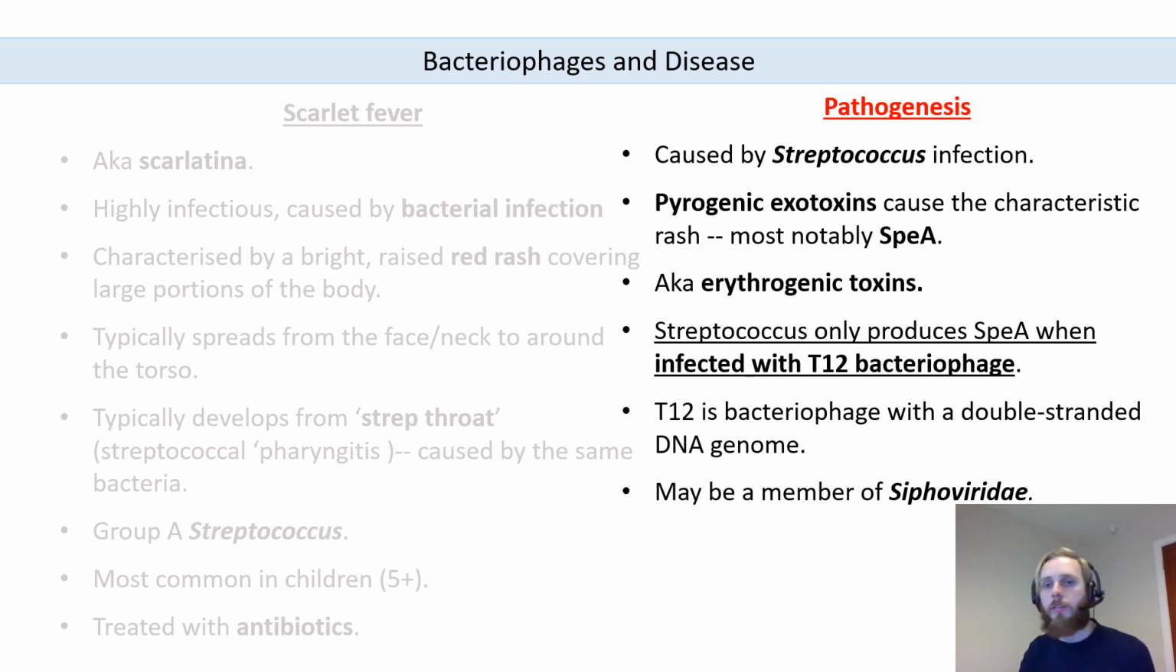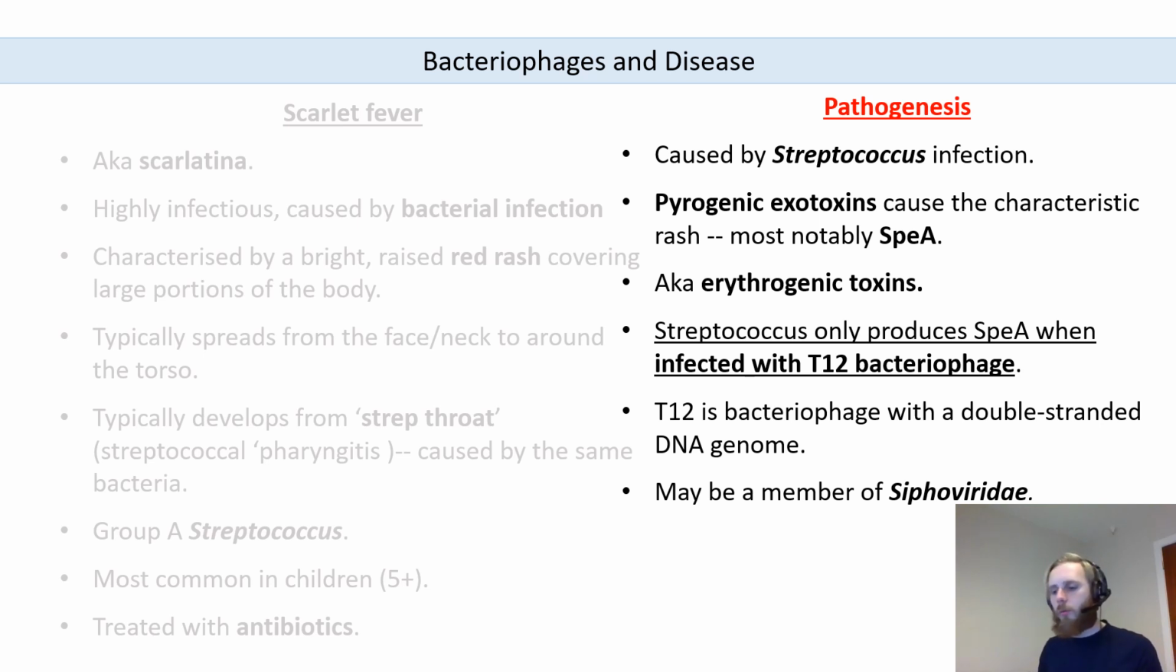So Streptococcus releases a protein called SPEA. This toxin is erythrogenic. It's encoded within the streptococcal genome. However, it is only encoded in the genome if Streptococcus has been lysogenized by a specific bacteriophage, which we call T12. So this is the principle that I introduced earlier playing out exactly.